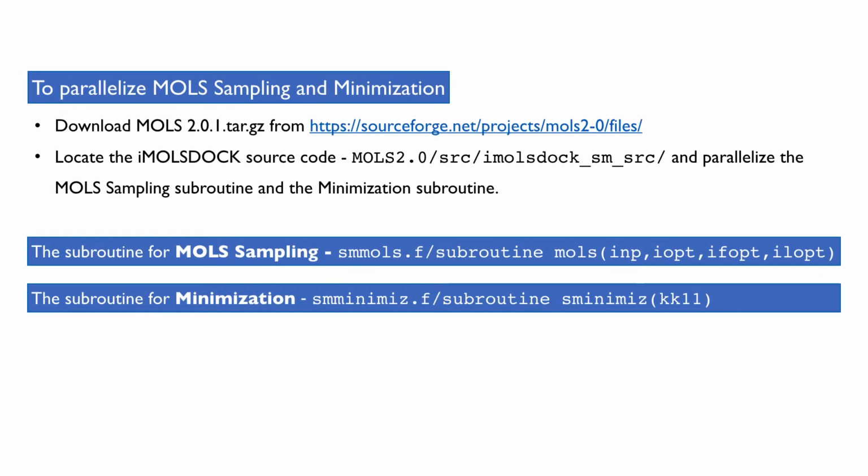To parallelize the MOLS sampling and the minimization part in IMOLS-DOC, first of all, we have to download the source code from the website given here. The subroutines that are responsible for MOLS sampling and minimization in IMOLS-DOC are given here, which are the subroutine MOLS and the subroutine S minimis.